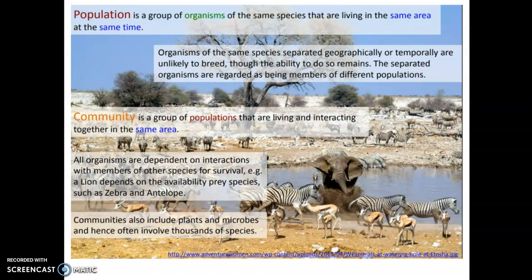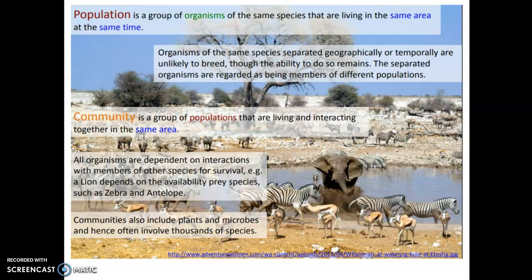The next level up is populations, and the key for populations is it's the same species of organism. It's a group of those organisms that are now in a specific place at a specific time. And again, in the image in the back, there's a population here of zebra, right? They live in the same place, they are here at the same time, and that's what makes them a population, okay? Again, we see geographic and temporal, so space and time, that are unlikely to breed. They would then be considered separate populations.